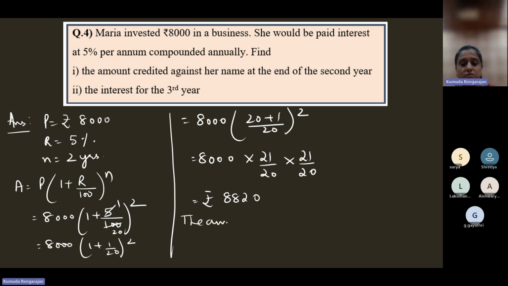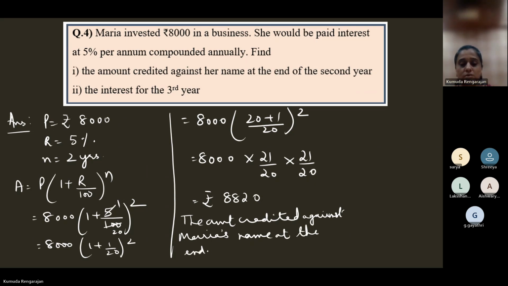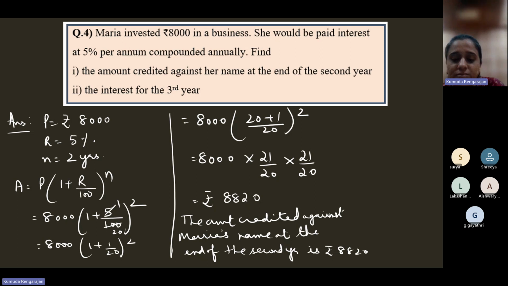So the amount credited against Maria's name at the end of 2 years, at the end of the second year, is rupees 8820. So this is the amount that will be credited against Maria's name at the end of 2 years.